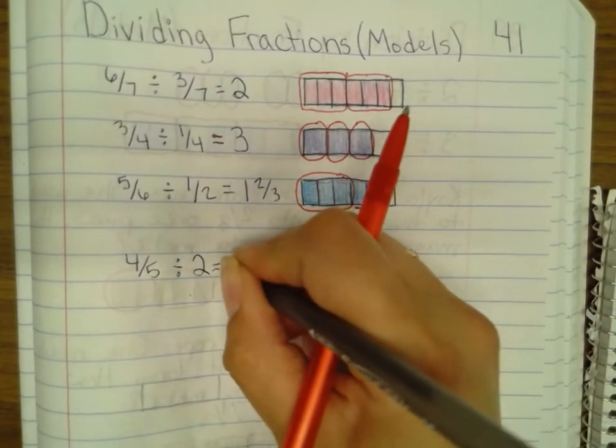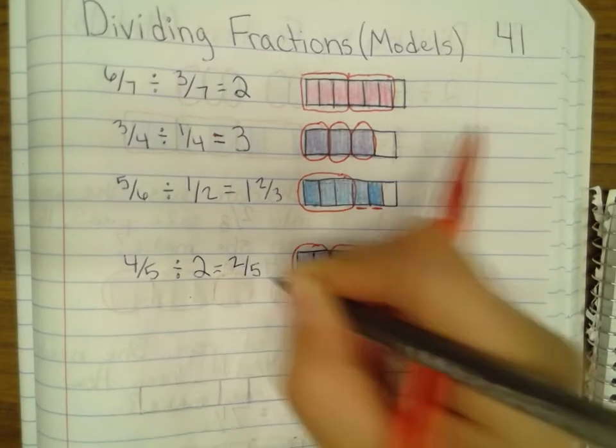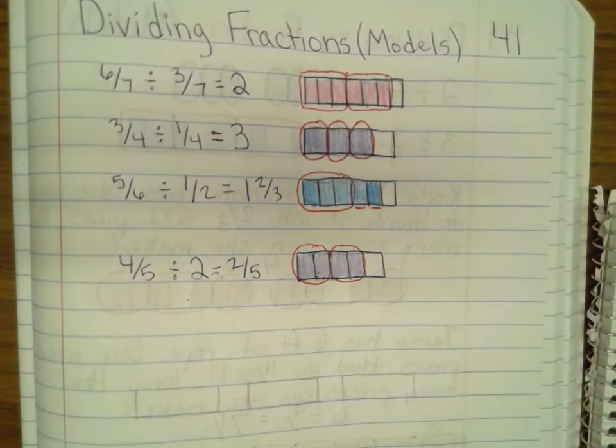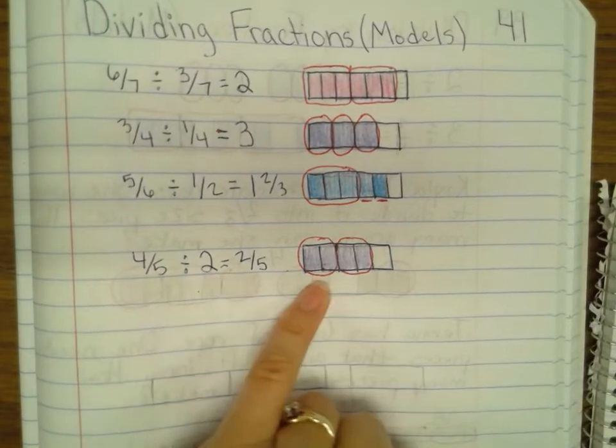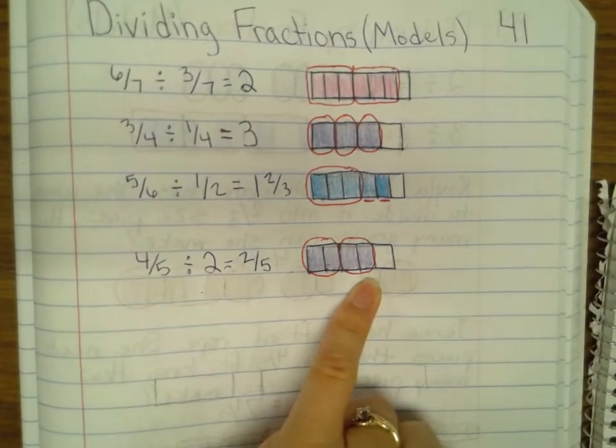I have 2/5 in each group. I have 2 pieces, and it takes 5 to make that whole unit. So here I decided to split it into 2 groups. This is different than up here.